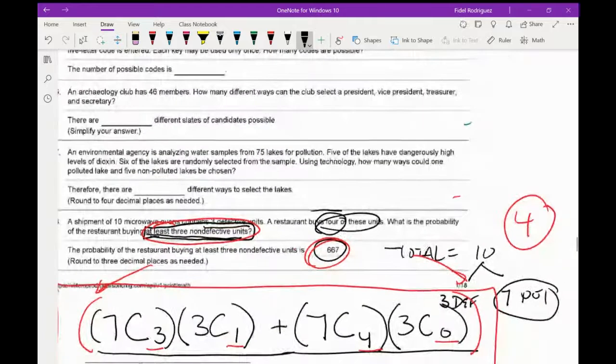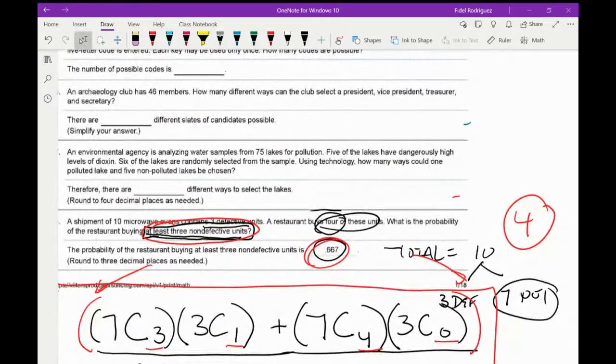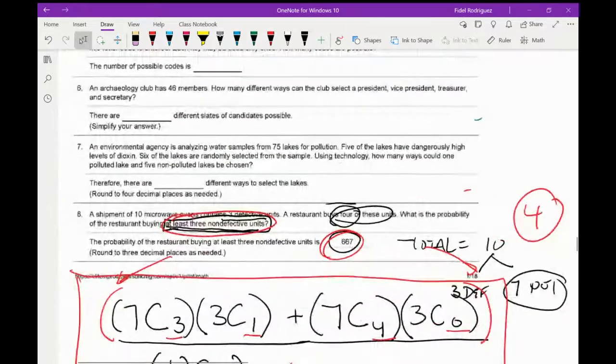Let's take a look at number 7. So guys, remember on number 7, it says an environmental agency is analyzing water samples from 75 lakes for pollution. And so out of those 75 lakes, we know that 5 of them are polluted.